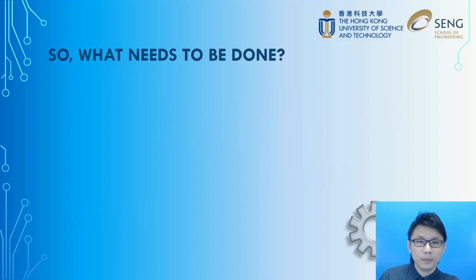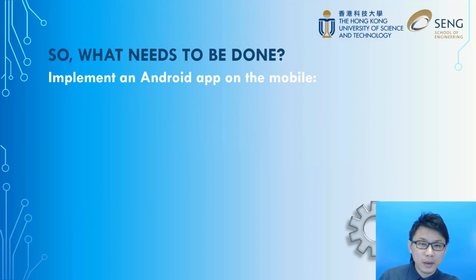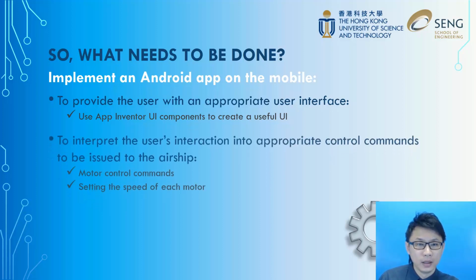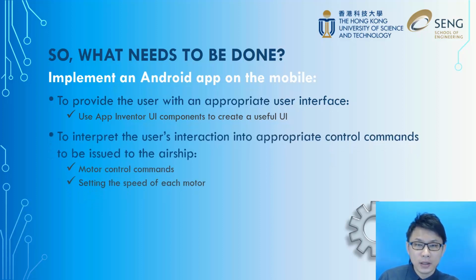So what needs to be done? Basically, we will implement an Android app on the mobile to provide the user with an appropriate user interface that the user can use to control the airship. We'll use AppInventor UI components to create a useful UI. We will also interpret the user interaction into appropriate control commands to be issued to the airship.